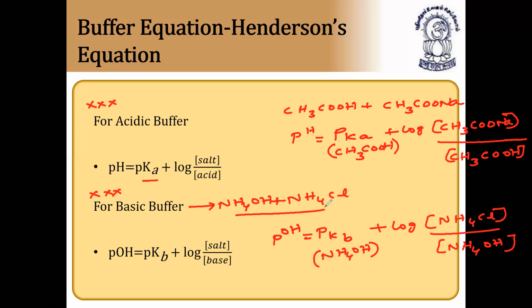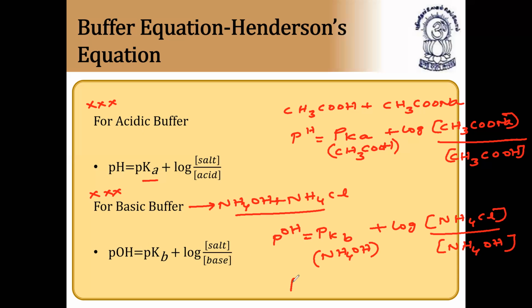So in this way you have to substitute. Please note it down in your classwork. The substitution part is important. You should know which is salt and which is base, otherwise you cannot substitute the formula easily. The pH of a buffer solution is calculated using the Henderson equation. For acidic buffer, pH is equal to pKa plus log of concentration of salt by concentration of acid. For basic buffer, first we calculate pOH, that is pKb plus log of concentration of salt by base.